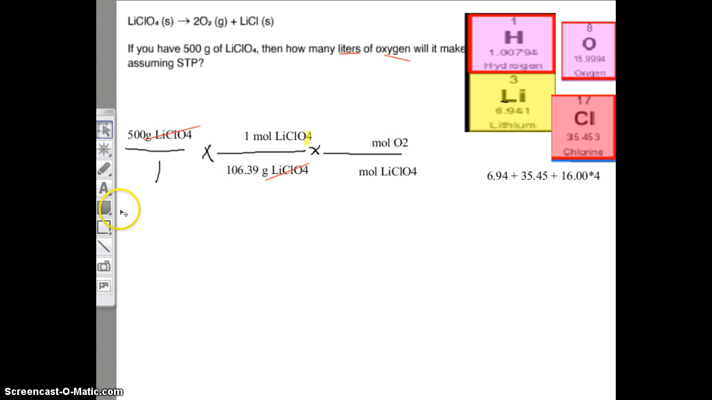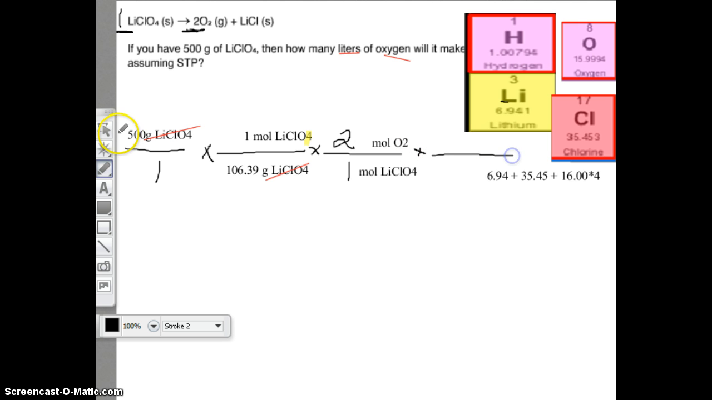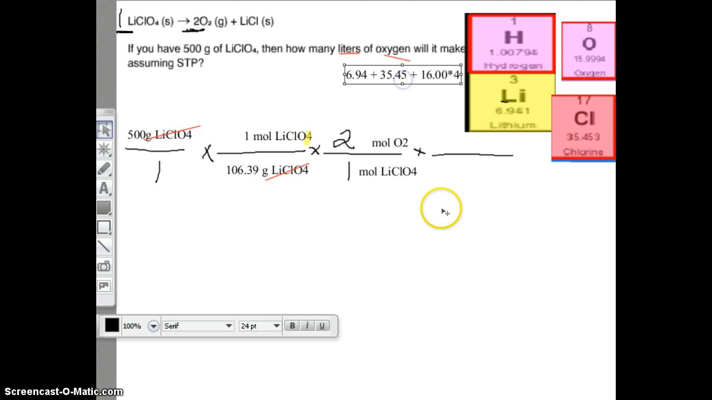Well, now I have my mole ratio, so I have to look at my equation, and I look at the coefficients. And so for every 1 lithium perchlorate, how many oxygen molecules are made? 2. All right. Now I make my next fraction. And what has to go on the bottom of my next fraction? I'll do a little bit of canceling to double check. I canceled out all that. So it has to be moles of O2.